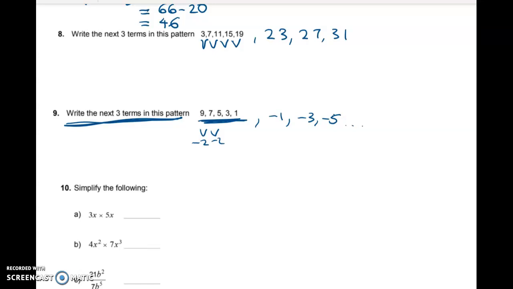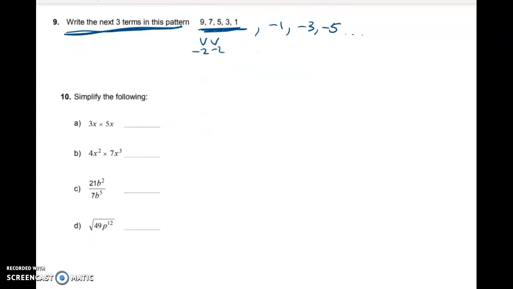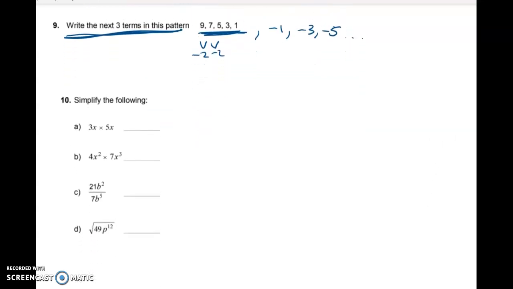Now we're on to some algebra. So to simplify the following, if we've got 3x times 5x, we're going to multiply the numbers together. We get 15, and then x times x will give me x squared, right? Remember that 3x times 5x just means 3 times x times 5 times x. So the order that I'm doing stuff in doesn't matter.